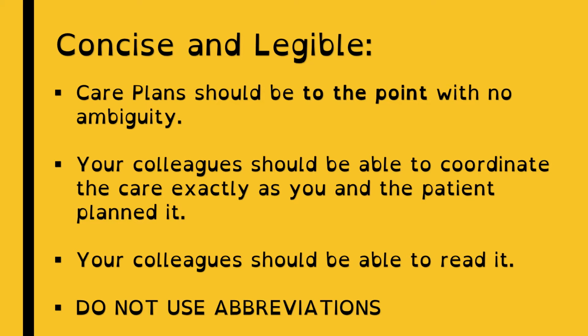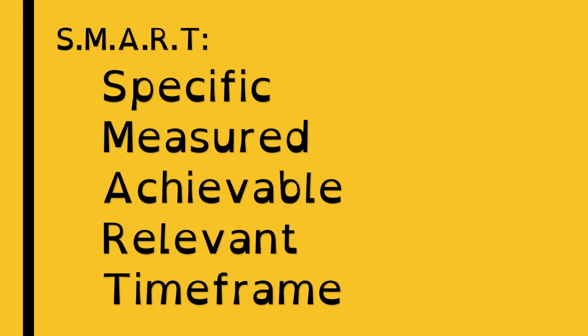Avoid the use of abbreviations. These can be misinterpreted. The same abbreviation can have more than one meaning. For example, FBC could be fluid balance chart or full blood count. Care plans should be smart: specific, to the point. Never assume others will know what you mean. Spell it out for them.